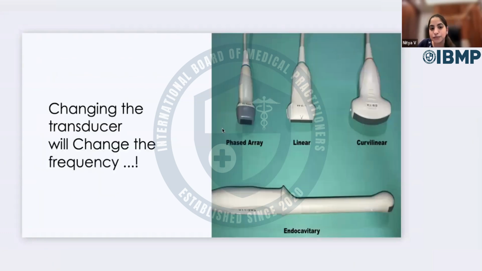We often come across different probes, known as transducers and probes. By changing the transducer, we change the frequency. Every probe has a different frequency, and by using those frequencies, we analyze what the use of that probe is.